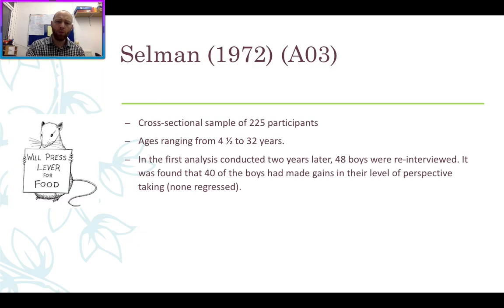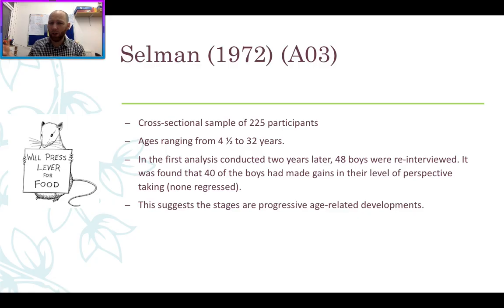Selman then. His original research took a cross-sectional sample of 225 participants, ages ranging from 4.5 right up to 32 years of age. In the first analysis conducted 2 years later, 48 boys were re-interviewed. It was found that 40 of the boys had made gains in their level of perspective. None regressed back to an earlier state. This suggests that we are learning and developing perspective taking through experience, and that progress is age related. That's why it's linear, that's why it's always improving and never slides back.